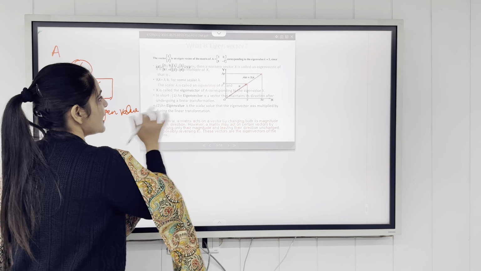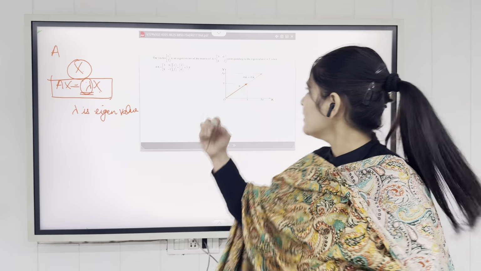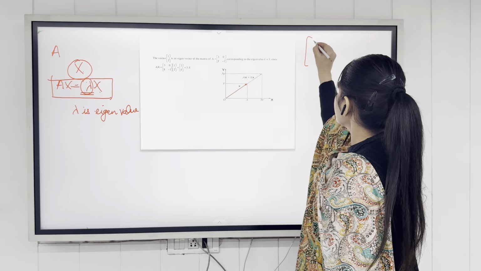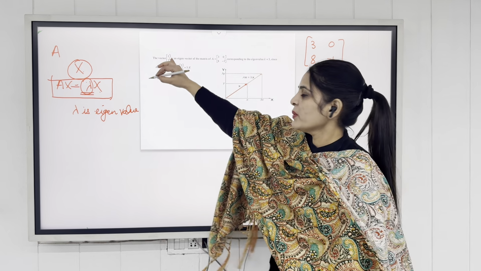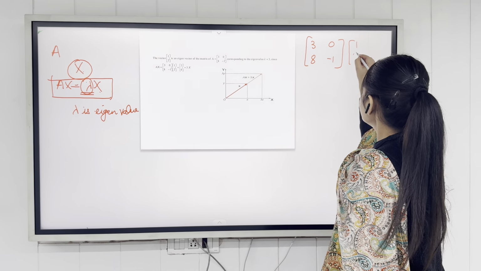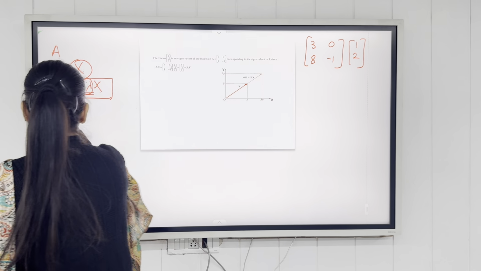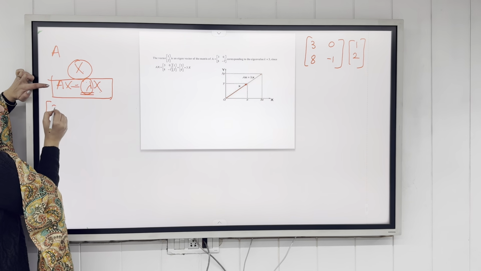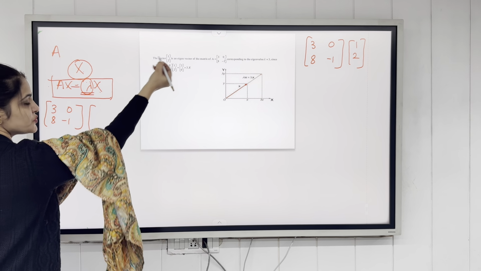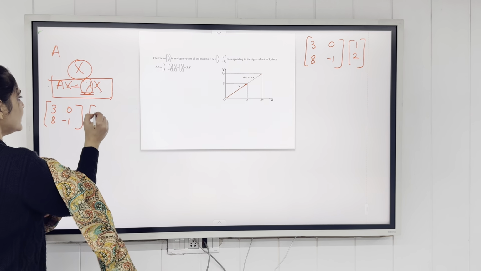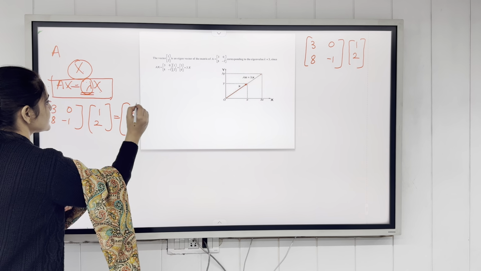Now the next thing is how to check whether a vector is an eigenvector or not. Let's say we have this matrix, that is 3, 8, 0 and minus 1. We have to check whether the vector 1 and 2 is an eigenvector of this matrix or not. How to check it? We just apply this definition. We replace the value of matrix A, 3, 8, 0 and minus 1, and this is the vector X, 1 and 2. When it is multiplied, we get the vector 3 and 6.